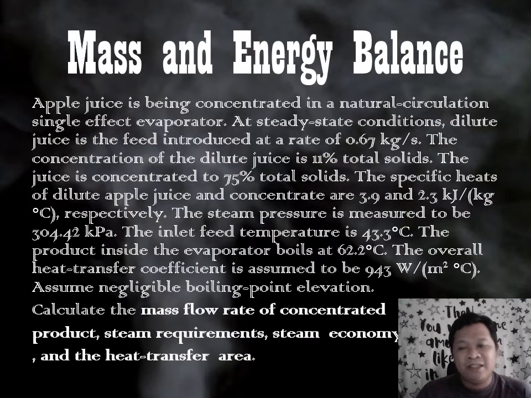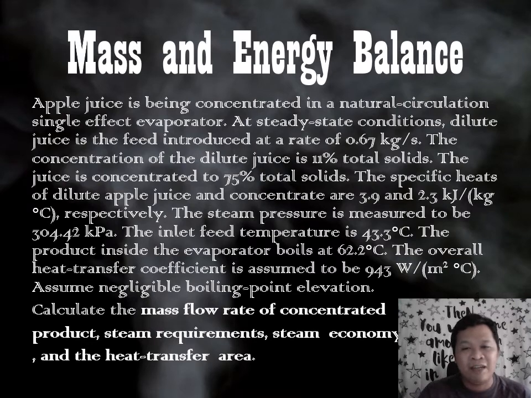You have apple juice concentrated in a natural circulation single effect evaporator at steady state. So these are necessary assumptions. And the dilute juice is fed at a rate of 0.67 kilograms per second. And the concentration is 11% total solids. Juice concentrated to 75% total solids, and specific heats are given for the dilute and concentrated apple juice. Now the steam pressure is also given, as well as the inlet feed temperature, and the product inside the evaporator boils at a certain temperature as well.